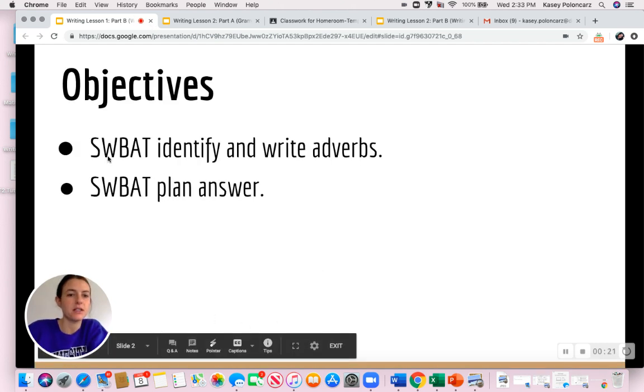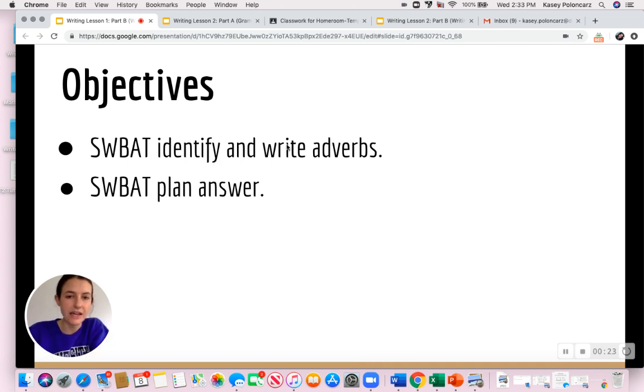Today, our objectives are scholars will be able to identify and write adverbs. If you're watching part B and you already completed part A of this lesson, you already identified and wrote adverbs. So good job. Our next objective is that we are going to be able to plan an answer.